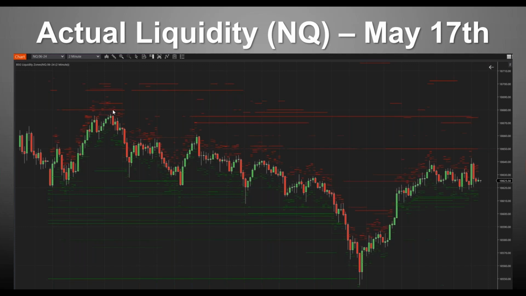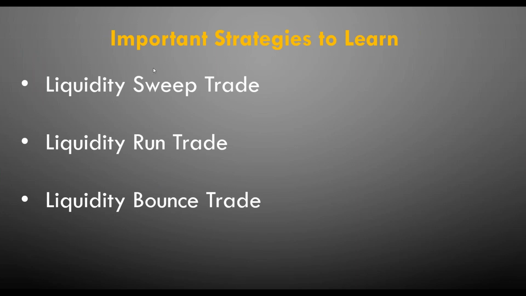Okay, look here. There's liquidity here. The market did not go through. It bounced. Liquidity bounced in those areas. We'll go through that in detail later, but learn these three important terms: liquidity sweep, liquidity run, liquidity bounce. You need to understand those terminologies.